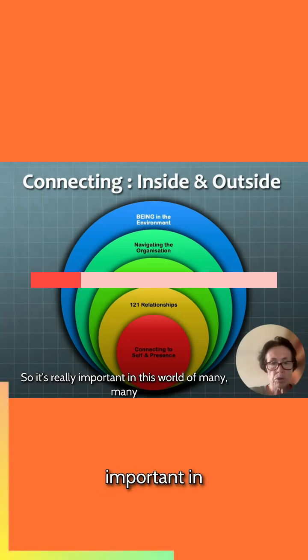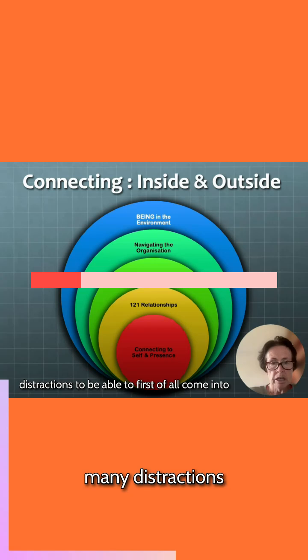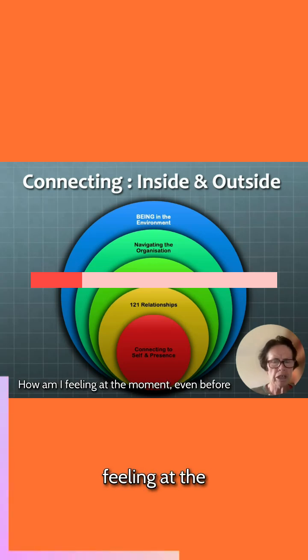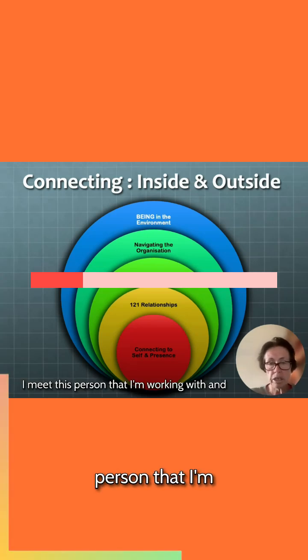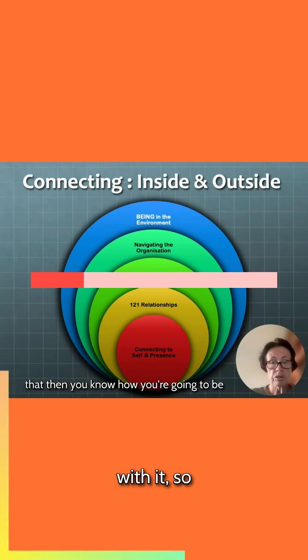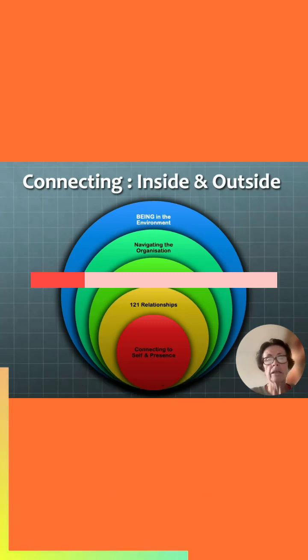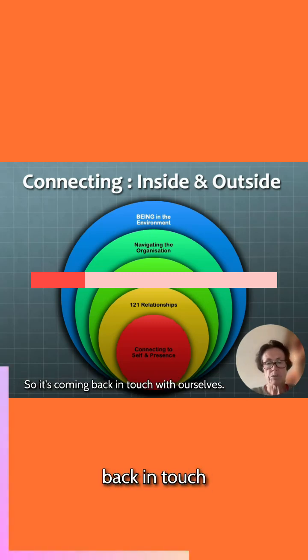So it's really important in this world of many, many distractions to be able to, first of all, come into ourselves and say, well, how am I? Where am I? How am I feeling at the moment, even before I meet this person that I'm working with? And to notice that and be present with it, so that then you know how you're going to be influenced by the person that you're working with next. So it's coming back in touch with ourselves.